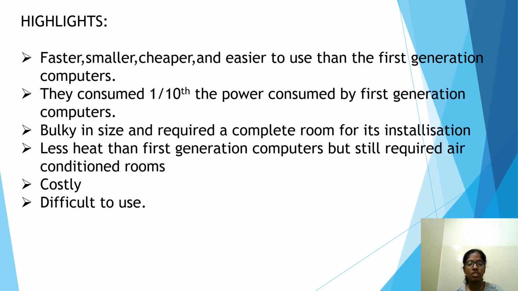Coming to the highlights of the second generation computers, they consumed one third of the power consumed by the first generation computers, and they were bulky in size and required a complete room for installation. They required less heat than the first generation computers but still required air conditioned rooms, and they were very costly and difficult to use.